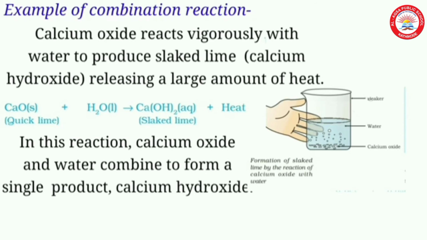Equation: CaO plus H2O gives Ca(OH)2. In this activity, a large amount of heat is evolved. Reactions in which heat is released along with the formation of products are called exothermic chemical reactions. So most of the combination reactions are exothermic reactions.